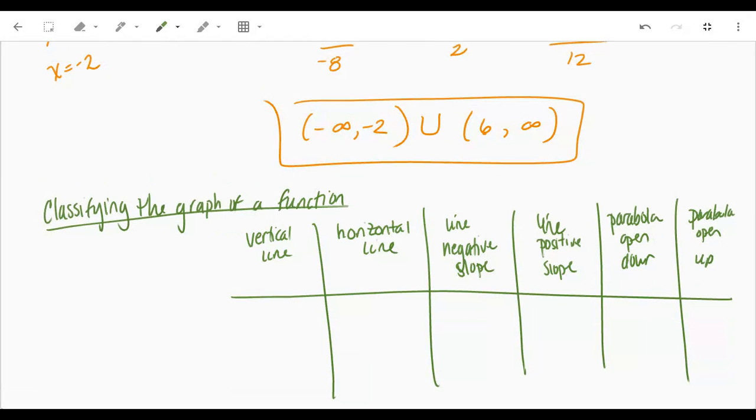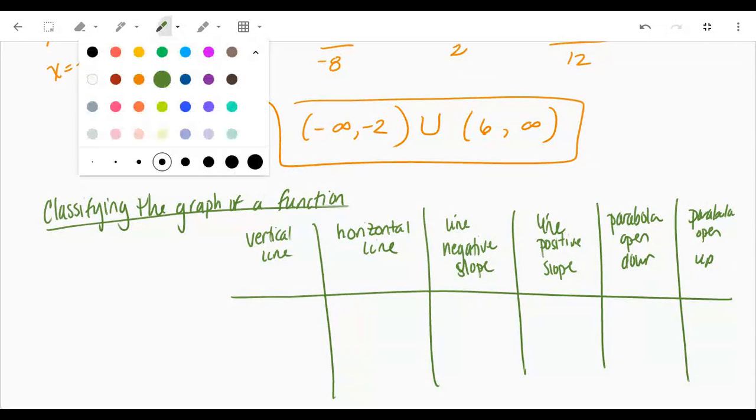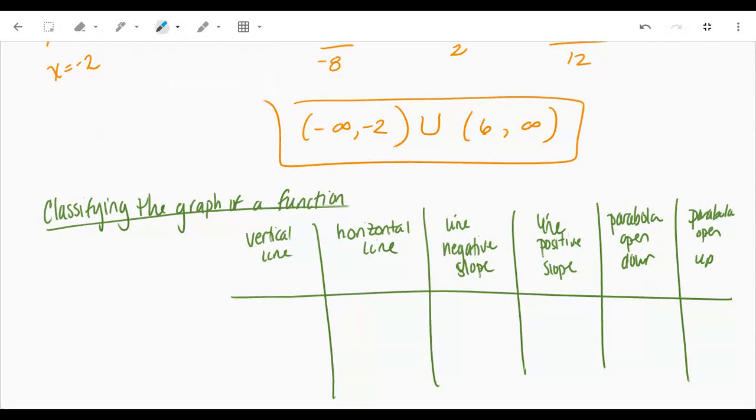Okay, anyways, a vertical line. So this is not written in for you, and I'm going to write it for you. A vertical line, remember, that will be straight up and down, so that's an x equals. A horizontal line would be a y equals. A line with a negative slope would be y equals mx plus b, where m is less than 0. A line with a positive slope would be the same thing, but m is greater than 0. A parabola that opens down would have a negative x squared in it, and a parabola that opens up would have a positive x squared in it.